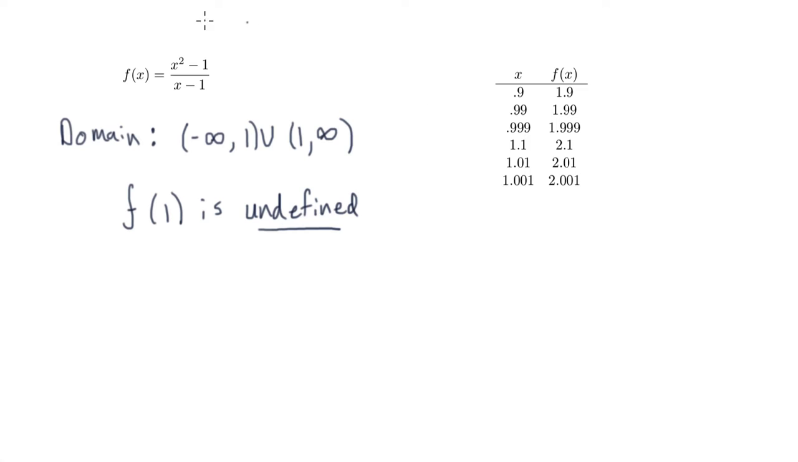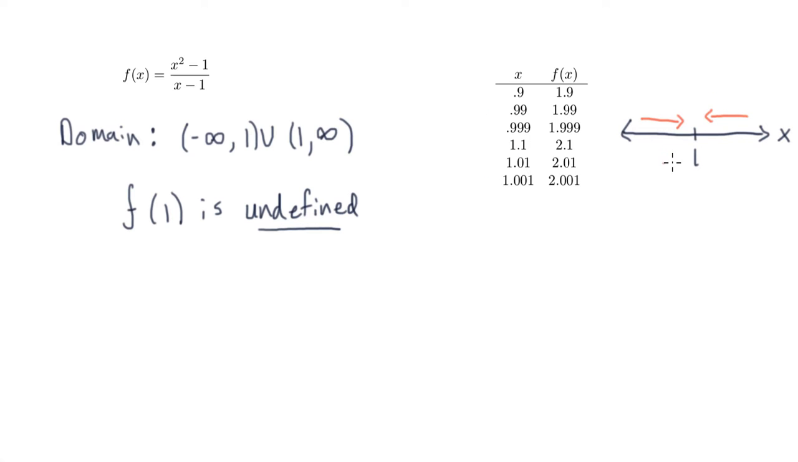Okay, so that's no problem. But look at this table of values here. For the first three values, I'm taking x as 0.9, 0.99, 0.999. So on the number line, here's x is equal to 1. And I'm approaching 1, so 0.9, 0.99, 0.999. I'm getting closer to 1 from the left. And then here, 1.1, 1.01, 1.001, I'm approaching 1 from the right.